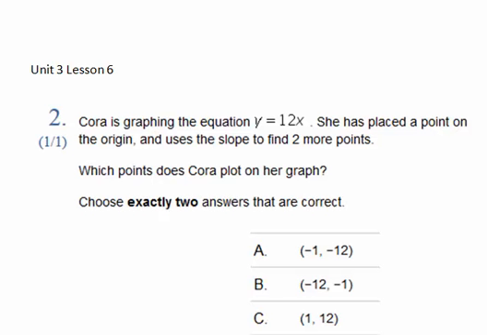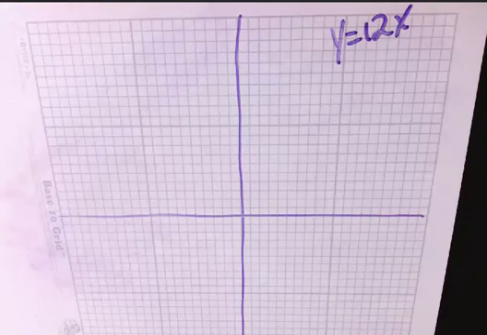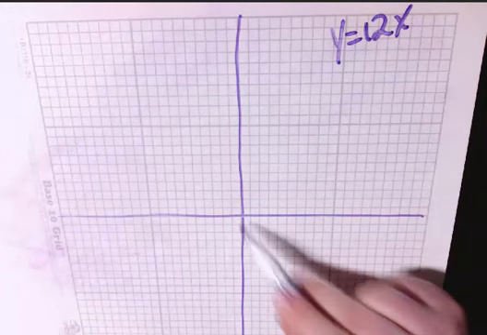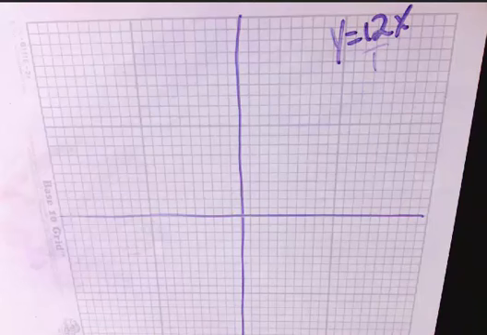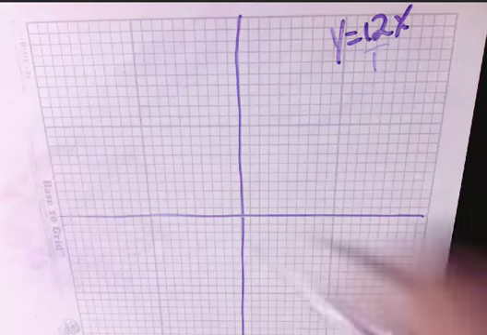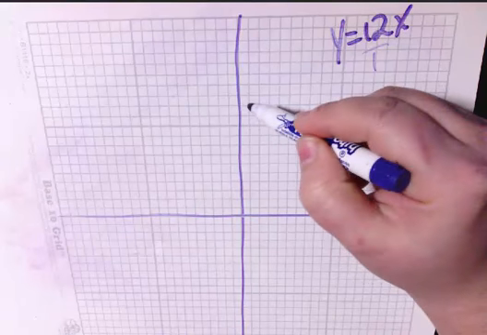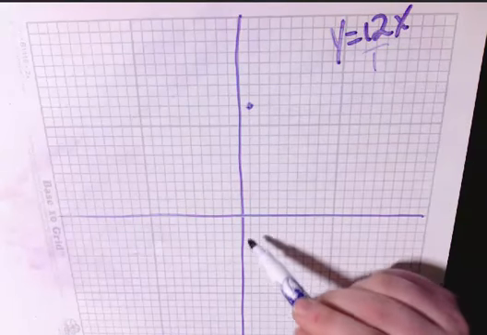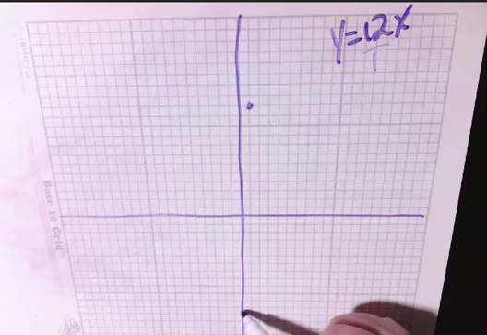For this question, it says Cora is graphing the equation y equals 12x. She has placed a point on the origin and uses the slope to find 2 more points. Which points does Cora plot on her graph? You're going to pick exactly 2 points. We know that our equation is y equals 12x, and we're starting at the origin. So this is like 12 over 1. We're going to go up 12 over 1, and we're also going to go down 12 over 1.